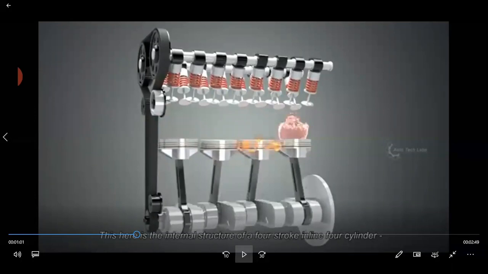There is also a two-stroke engine, and there are also five-stroke engines. There are many types of engines. This is the four-stroke engine commonly used nowadays in your common road cars. Four strokes are required to complete one cycle.